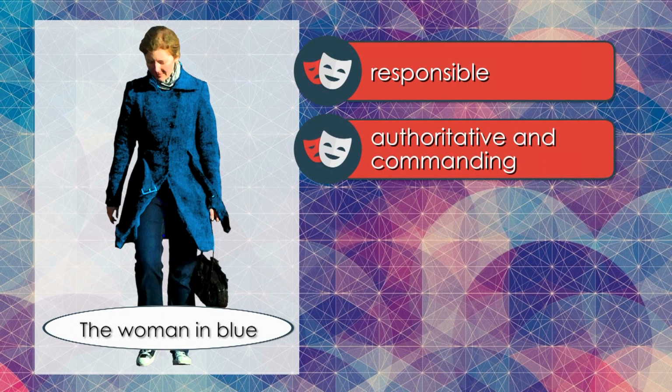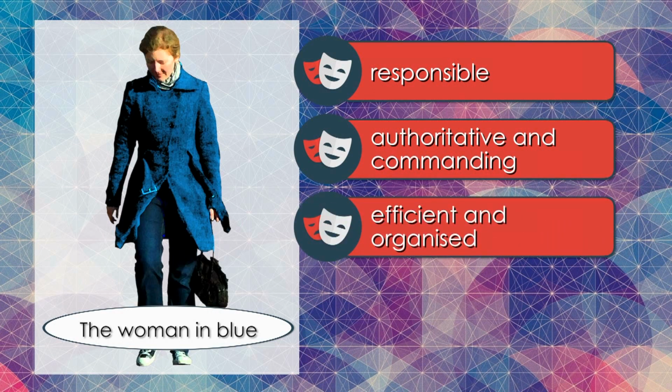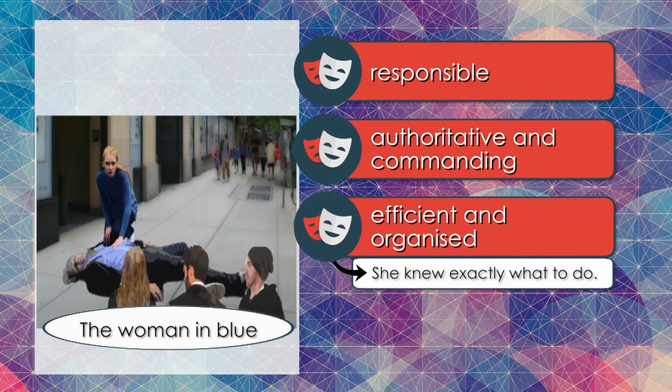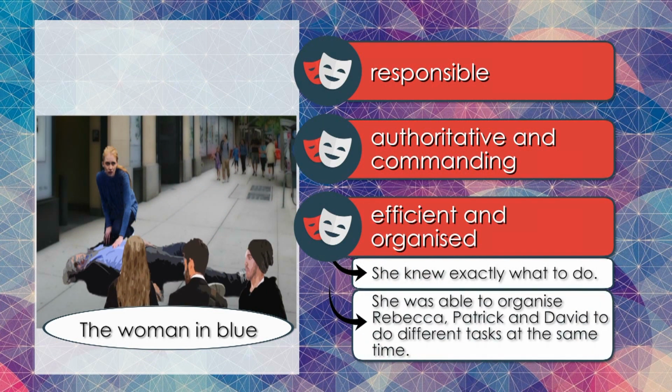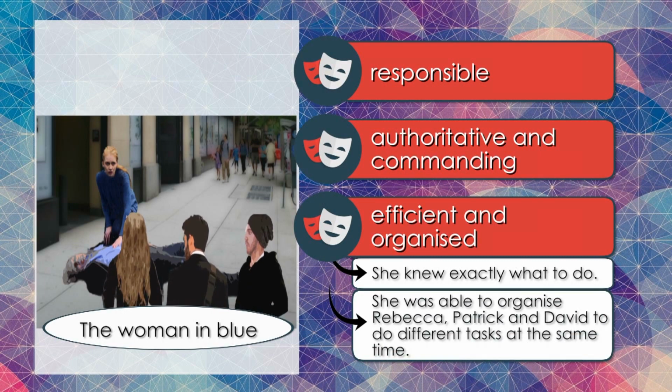Lastly, the woman in blue was efficient and organized. She knew exactly what to do and was able to organize Rebecca, Patrick, and David to do different tasks at the same time.